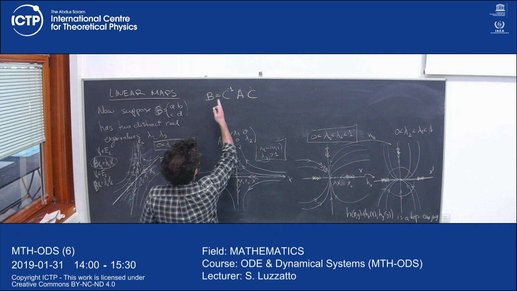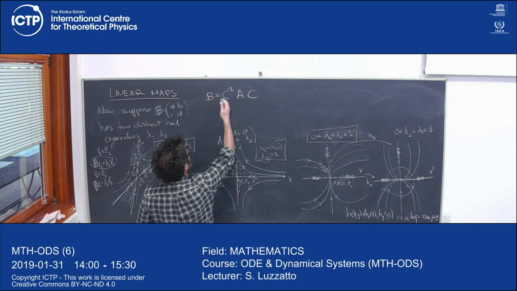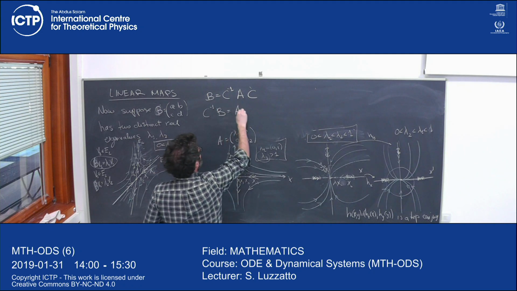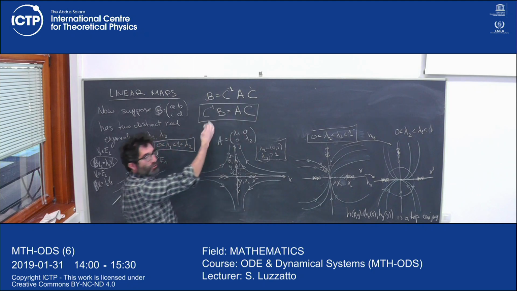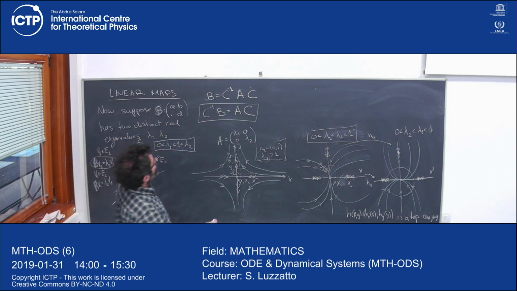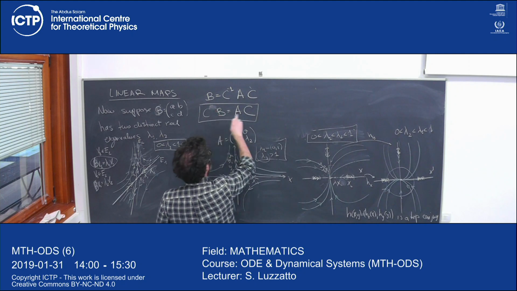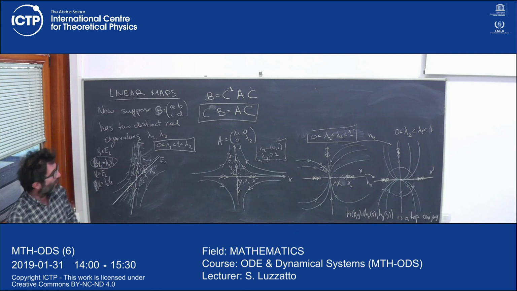So here we can write it as, now I can't remember what notation, but you can multiply both sides by C inverse, and you get C inverse B equals AC, which is a little bit more similar to the conjugacy. Sorry, CB equals AC, yes. CB equals AC, okay.